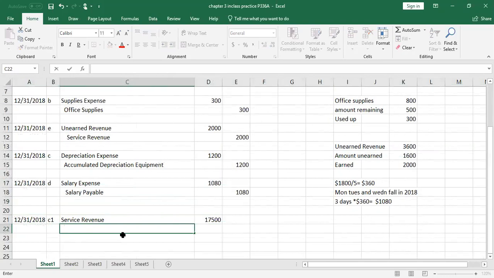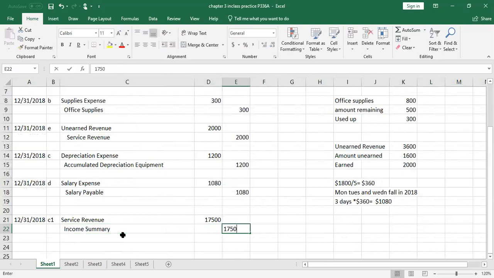Now, what account do I credit? It's a brand new account, so you're going to have to create this T account in your general ledger. And we only use it during this process. It's the only time you'll see it, and it's called the income summary. And you're going to credit that account for the same amount of money you debited service revenue for.